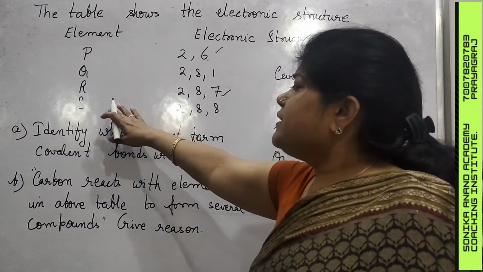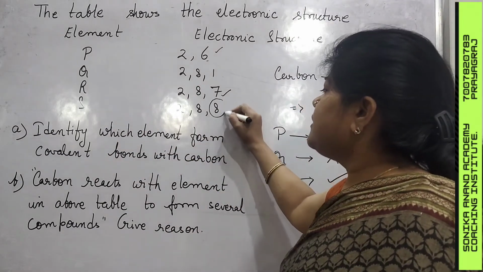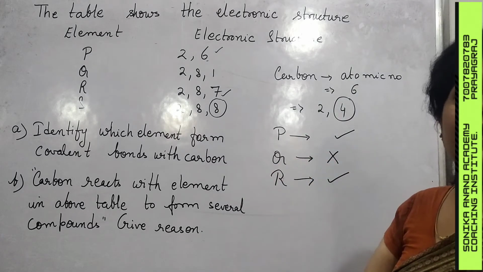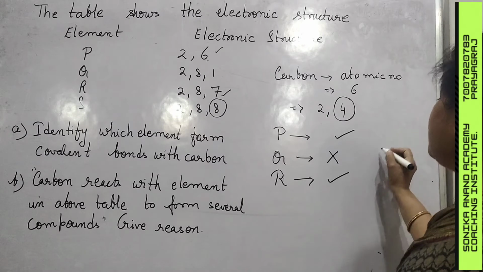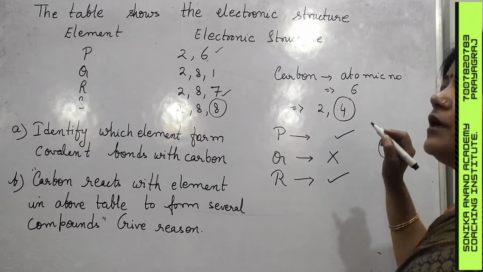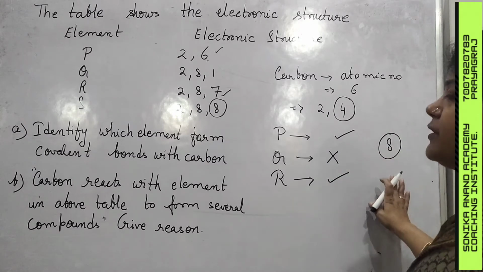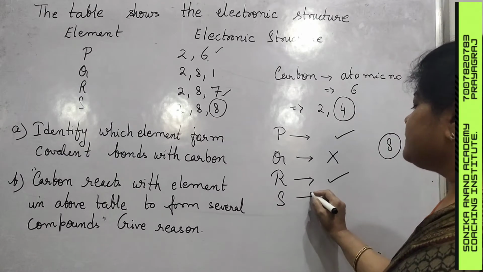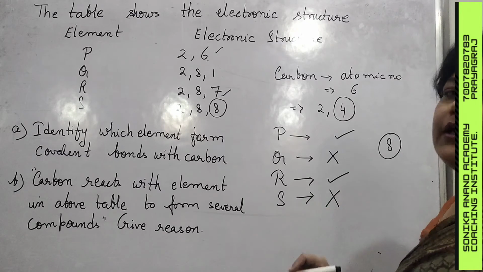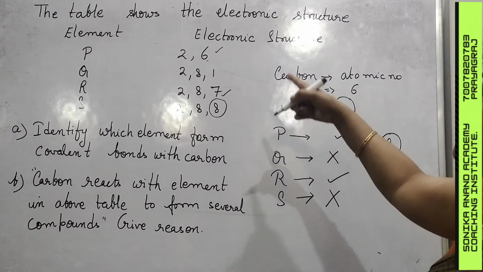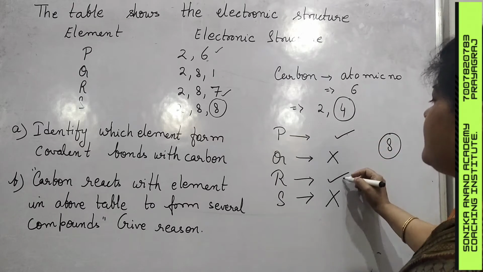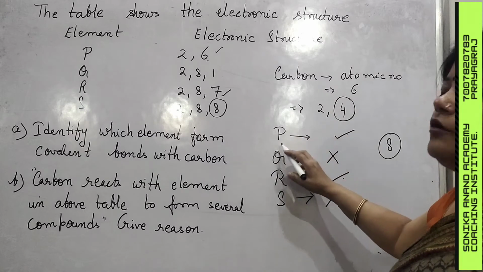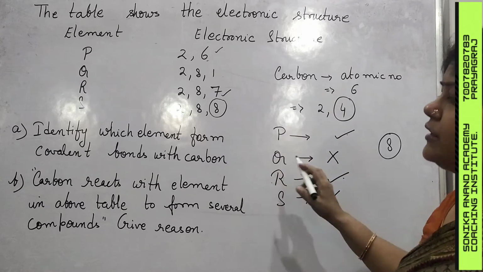Now, if we consider the case of S, it already has 8 electrons, more than 4 electrons. But from the octet rule, if any element has 8 electrons in the outermost orbit, its octet is completed and it is unreactive. So, in case of S, carbon does not share any electrons with it. So, in this way, from the above table, only P and R can form the covalent compounds with the carbon along with the sharing of the electrons.